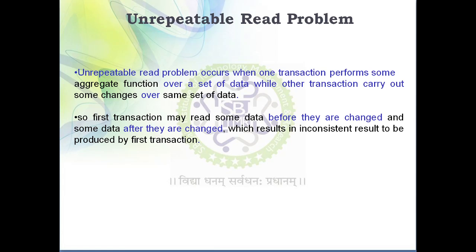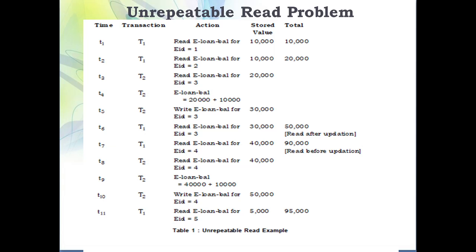In the unrepeatable read problem, you need to just understand that one transaction is going to read a particular value before updation, and the same value it is going to access after updation, before updation and after updation. So it causes a problem. Let's discuss this with the help of an example of the unrepeatable read problem.